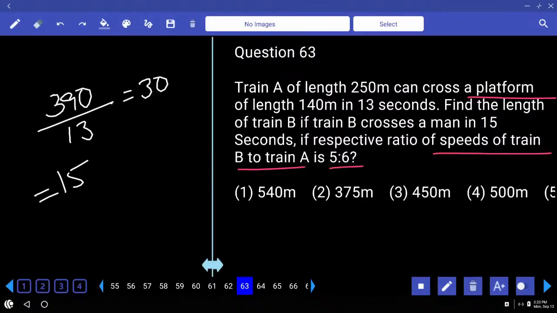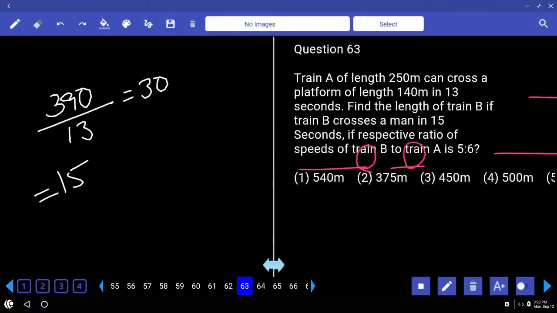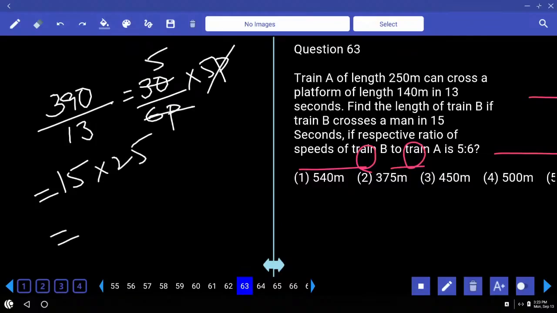Order is very important. Train A's speed is 6 parts. Be careful, order is important: first B, then A. Are you getting it? Now this is equal to 6 parts, then 1 part is equal to this divided by 6. And we want to calculate 5 parts, so 5 times, 5 into 5, 25. 15 into 25 is our final answer.